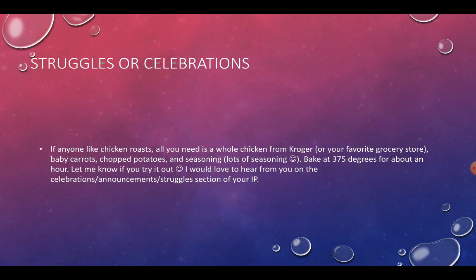So my only announcement, I guess, is about chicken roast. If anyone likes chicken roast, I'm going to tell you how to make it. All you need is a whole chicken from Kroger or your favorite grocery store, some baby carrots, some chopped potatoes, and lots of seasoning. You want to bake it at 375 for about an hour, with the foil on for about 30 minutes and then the foil off for 30 minutes so that you can get that balanced texture. And voila, you have a meal. Let me know if you try it out. I would love to hear from you on the celebrations, announcements, and struggles section of your IP.